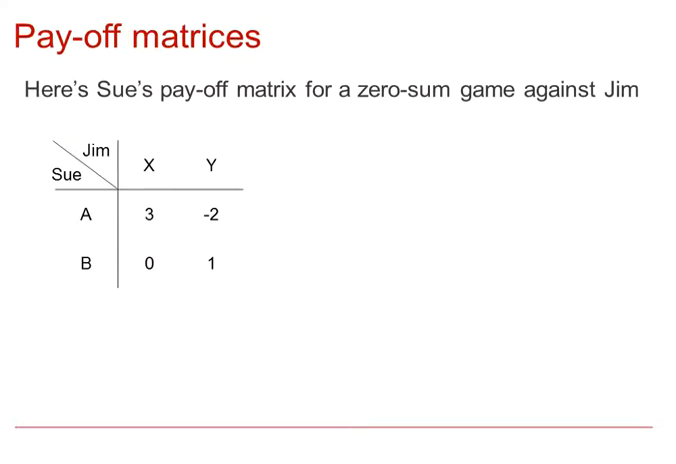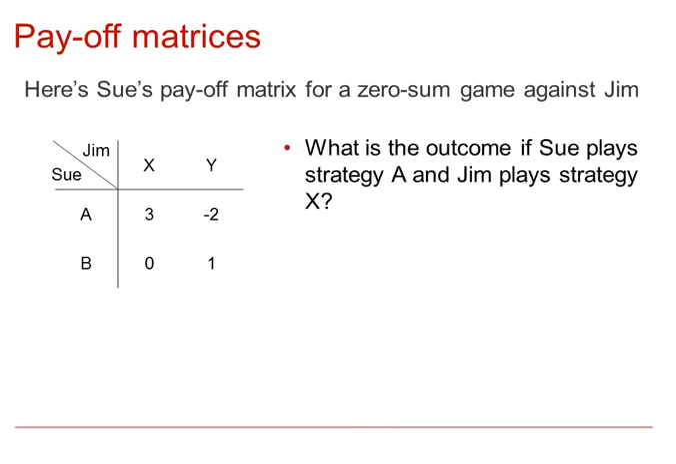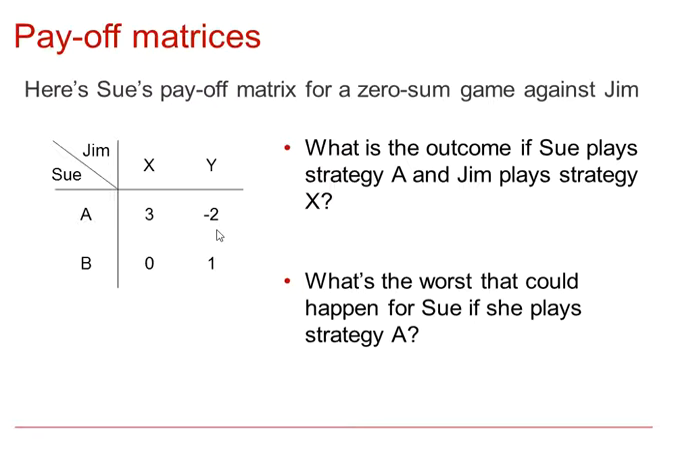Here's Sue's payoff matrix for a different zero-sum game against Jim. What is the outcome if Sue plays strategy A and Jim plays strategy X? Well, by looking at the cell in the payoff matrix, which would be AX, we can see that Sue wins 3 and Jim therefore loses 3. So what's the worst that could happen for Sue if she plays strategy A? We can see that if Jim plays strategy Y, Sue could lose 2 units.